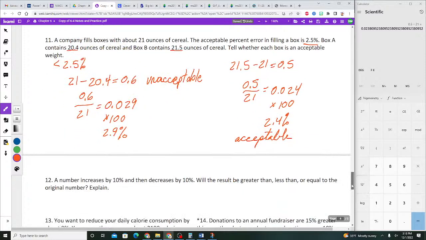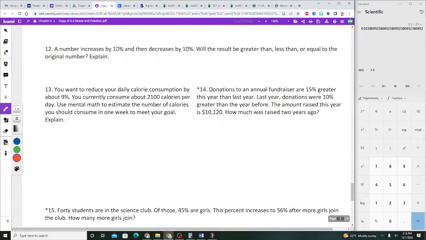All right, number 12. A number increases by 10% and then decreases by 10%. What will the result be: greater than, less than, or equal to the original number? Let's find out. We're going to start by taking the number, and we'd have 110% of that number. So that would mean that we actually have 1.10 times some number.